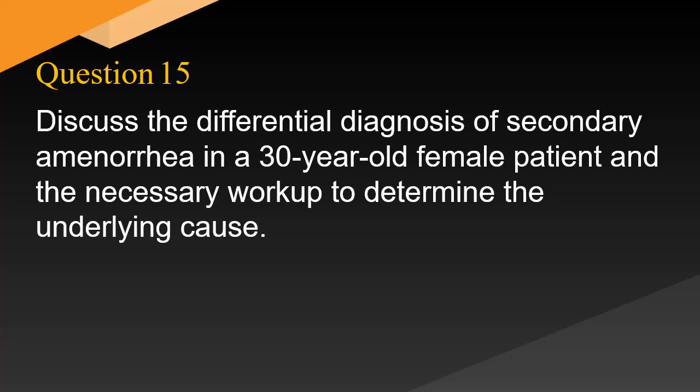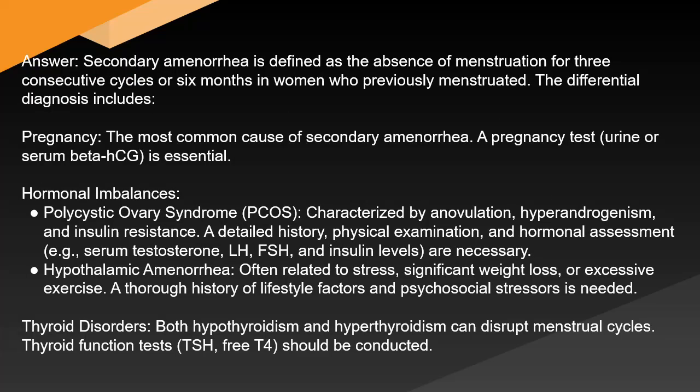Discuss the differential diagnosis of secondary amenorrhea in a 30-year-old female patient and the necessary workup to determine the underlying cause. Answer: secondary amenorrhea is defined as the absence of menstruation for 3 consecutive cycles or 6 months in women who previously menstruated. The differential diagnosis includes pregnancy. The most common cause of secondary amenorrhea, a pregnancy test, urine or serum beta-hCG, is essential.